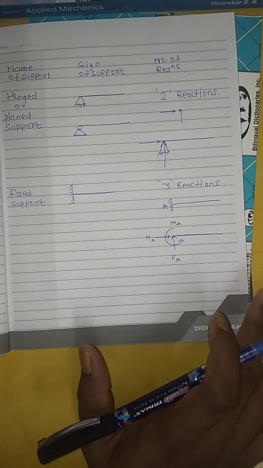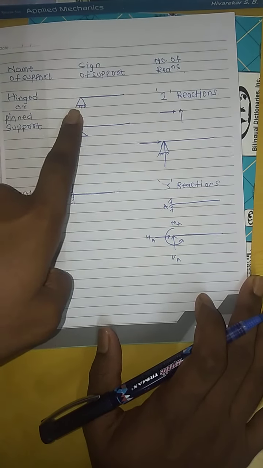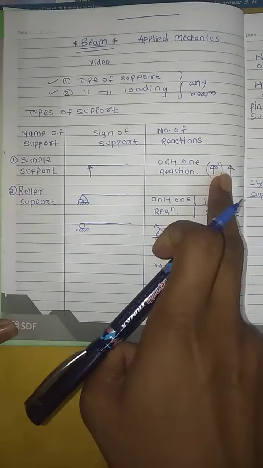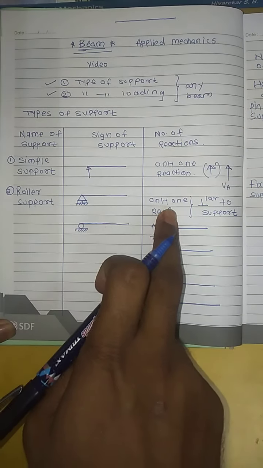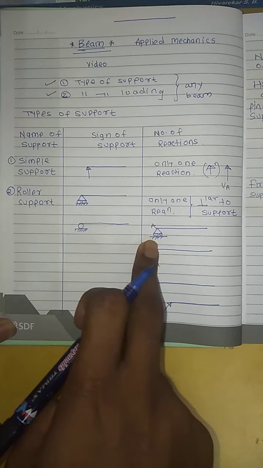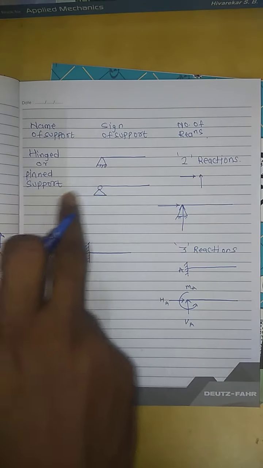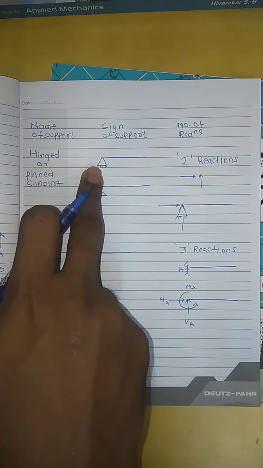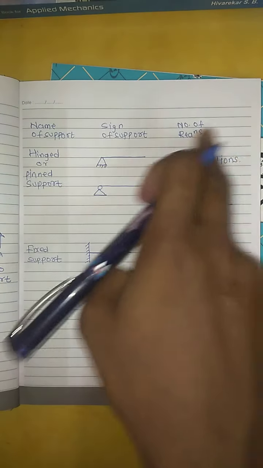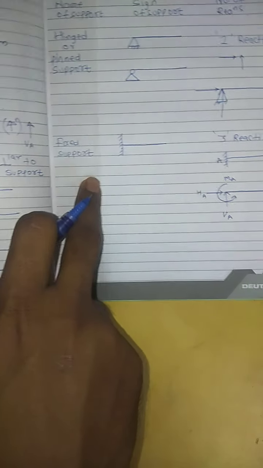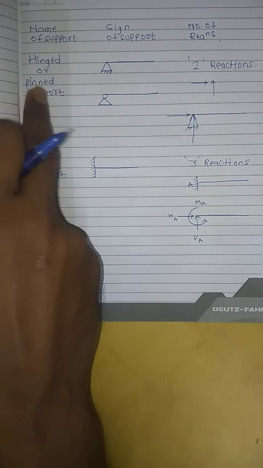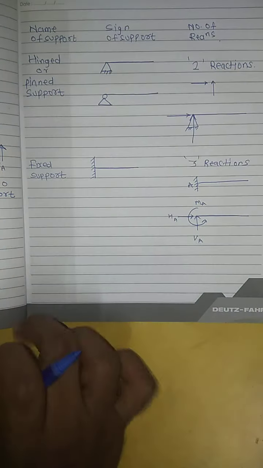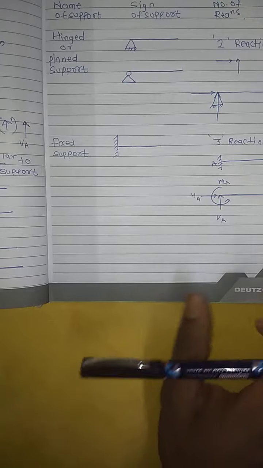Okay, simply you just need to know the sign of supports and how many reactions there are. So in simple support only one reaction, roller support again only one reaction but perpendicular to the support. Then hinge or pin support, this is the representation, and if this representation is there, then you can consider two reactions, and if this type of support is shown, then we call it a fixed support, and there will be three reactions. So you have to know the name of the support or sign of the support and number of reactions. Okay, so this is the basic thing you need to know.